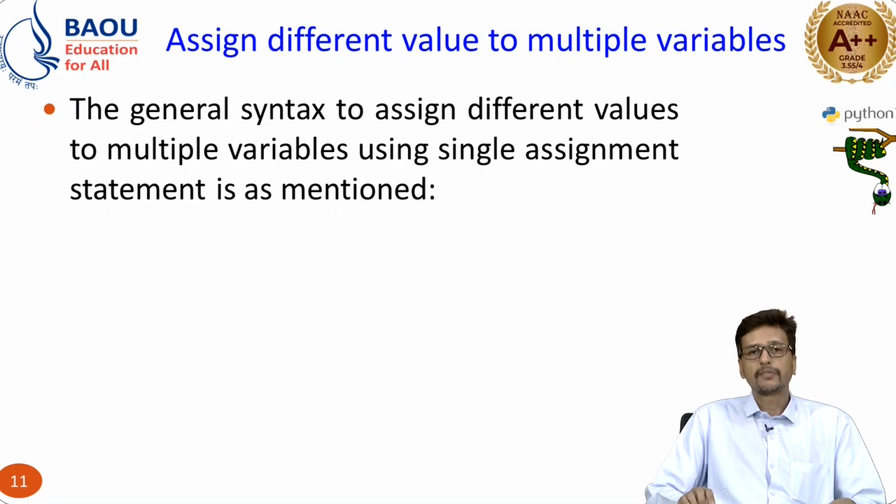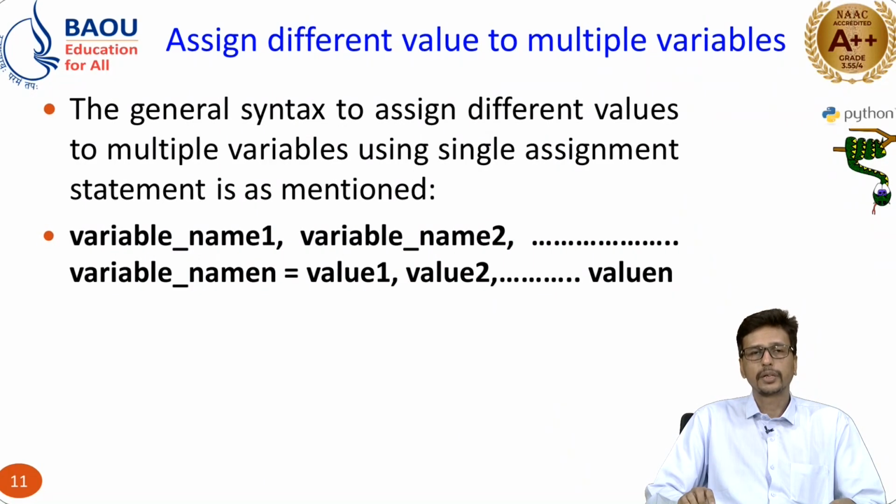Now, assigning different values to multiple variables is allowed. You can assign one value at a time or multiple values to multiple variables, right? For example, if you want to assign the value 10 to variable A, then you can write the statement A equal to 10. But suppose you want to assign multiple values to different variables, then that is also possible in Python. In other programming languages that cannot be allowed.